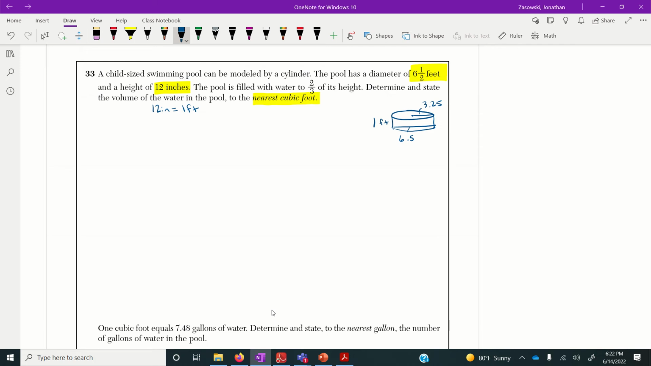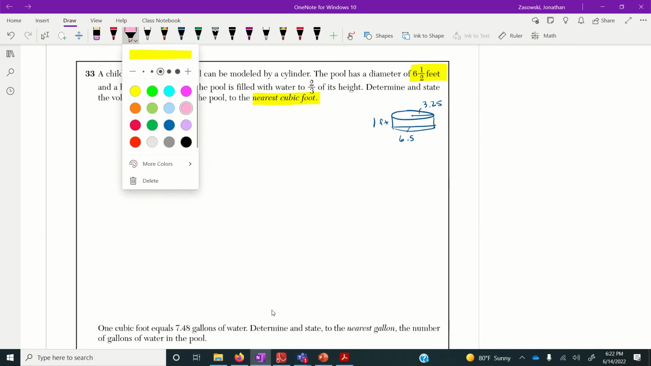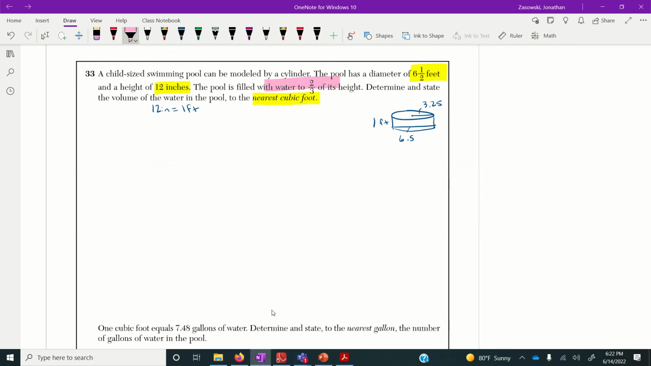All right. And this is another one. Some people would have lost credit on this question because if they didn't pay attention to the fact that we're filling it only up to 2/3 of its height. So although, right, the pool is 1 foot high, the actual height of the water that's in there, okay, is actually just 2/3 of a foot. So now we can calculate the volume.